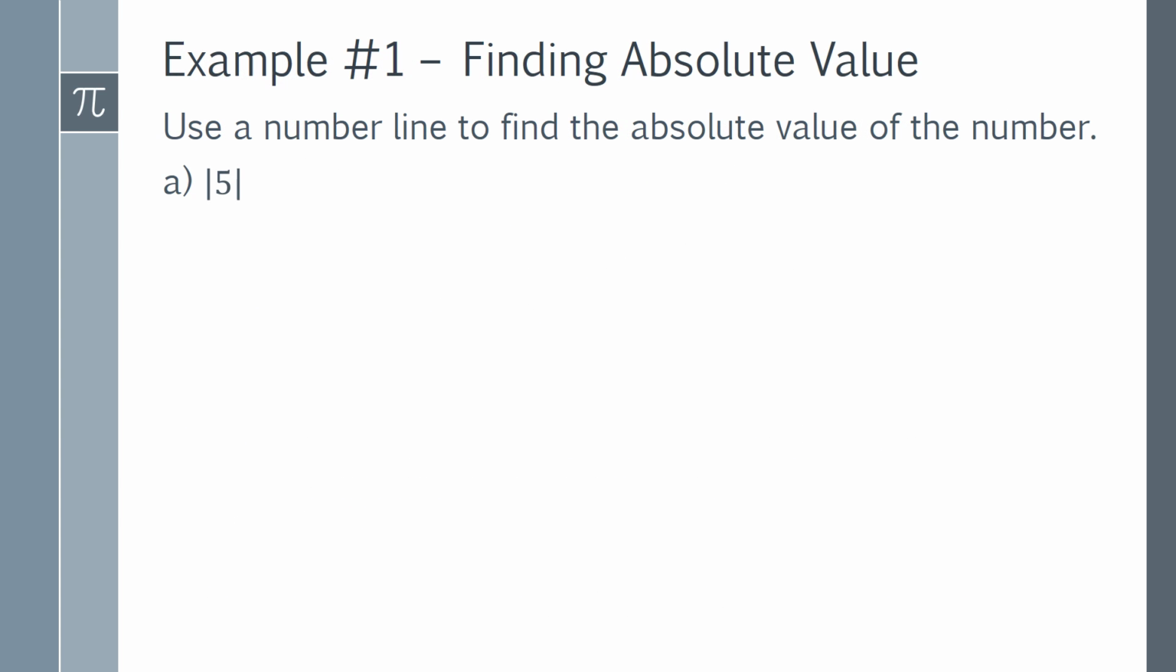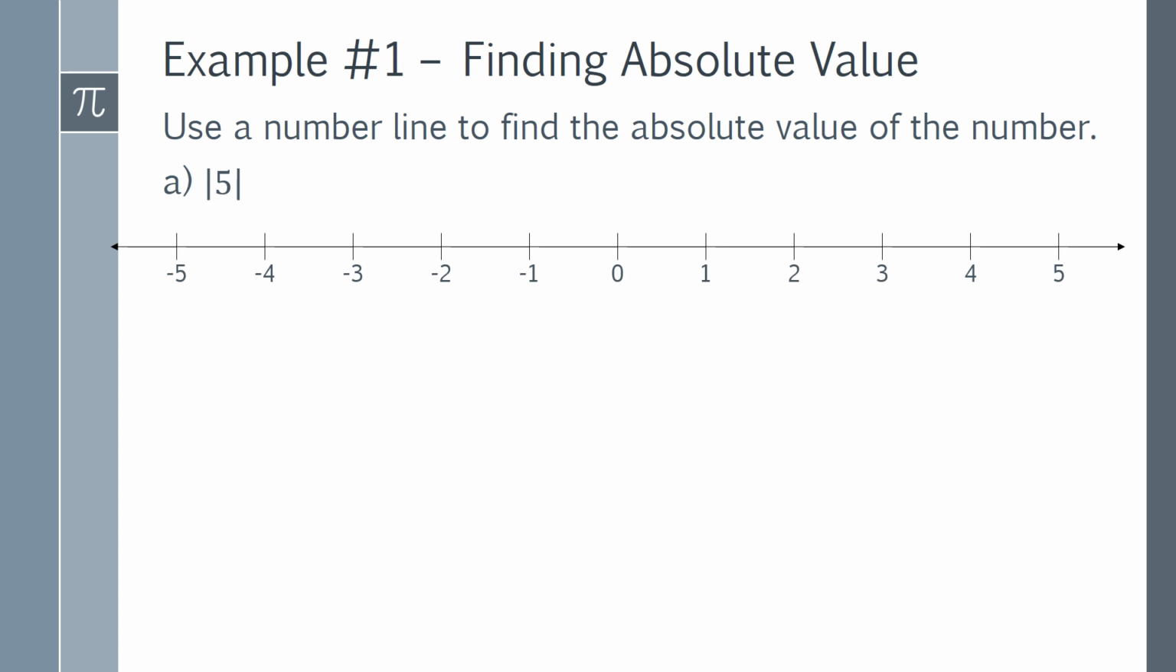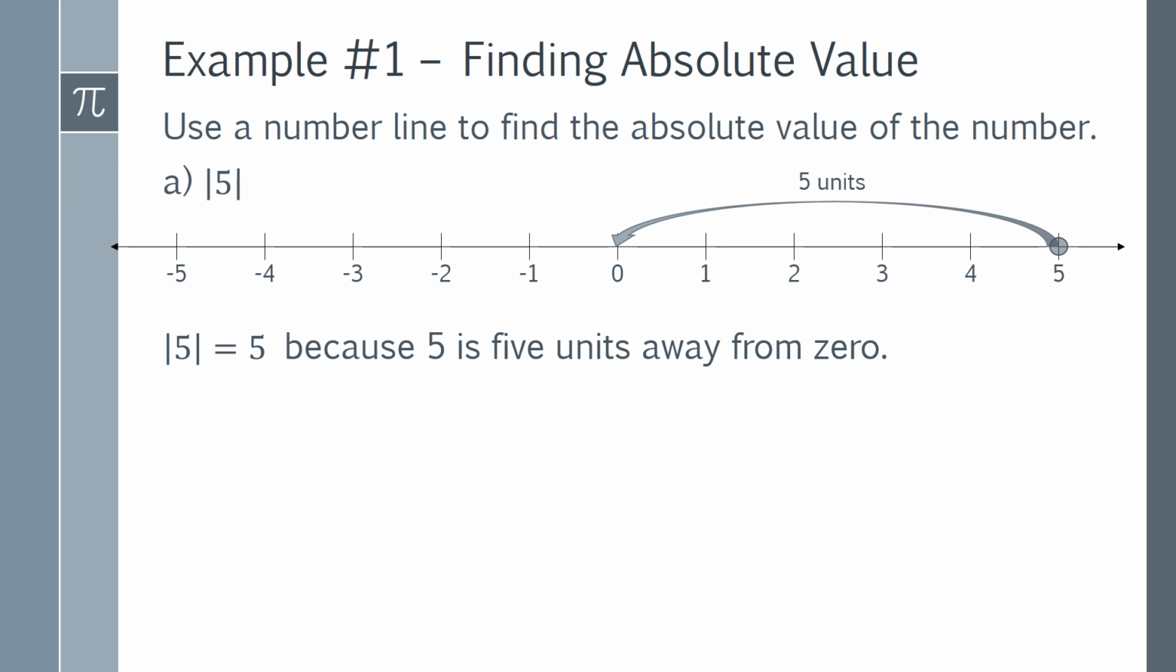Example number 1. Finding absolute value. Use a number line to find the absolute value of the number. For part A, we will need to find the absolute value of 5. We can start by drawing a number line and graphing the point 5. If we measure, we notice that 5 is 5 units away from the number 0. So the absolute value of 5 is 5.